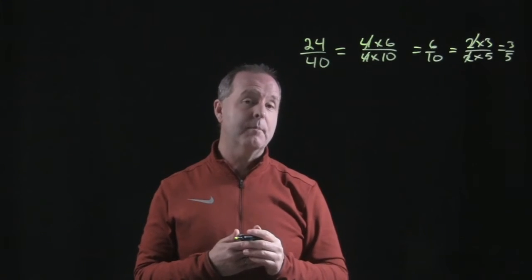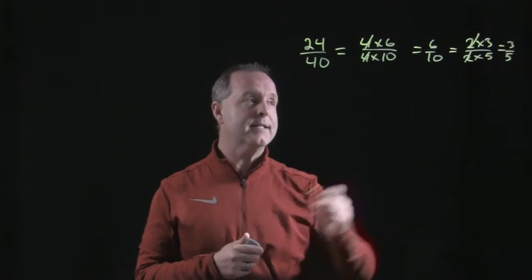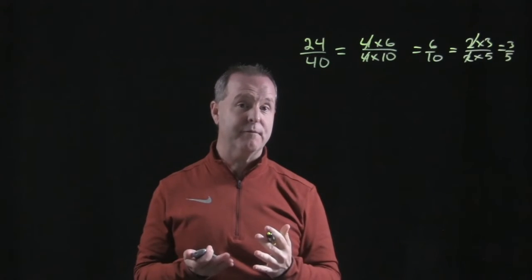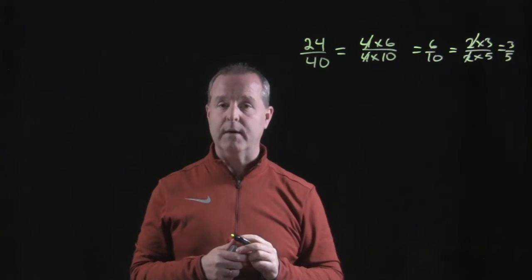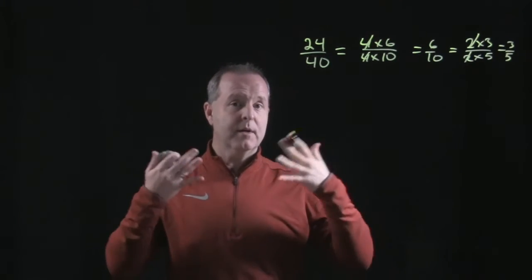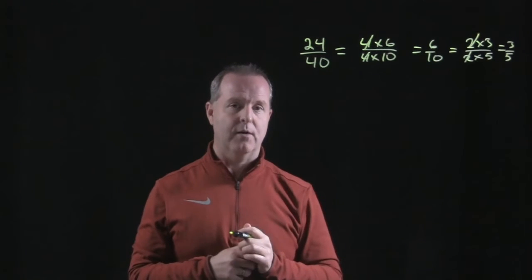Are there any more numbers that are common to both 3 and 5? No, there's not. So I can say that 3/5 is the completely simplified form of 24/40. They're both the same value. They're equivalent fractions, but one is simplified all the way.